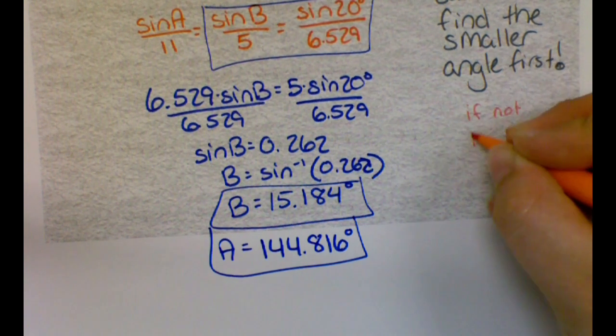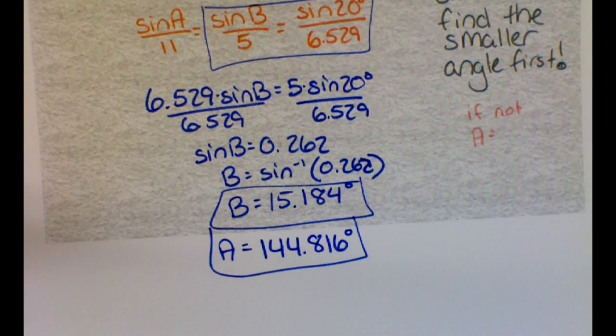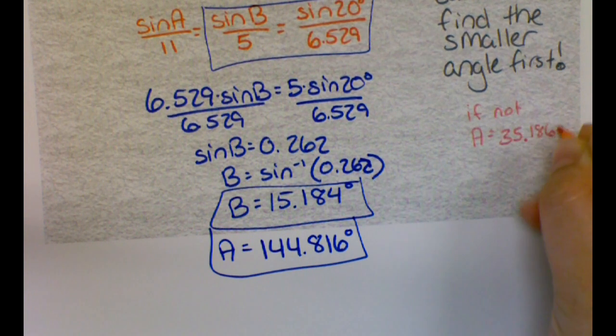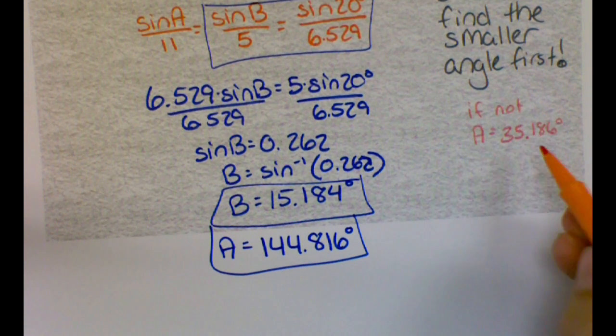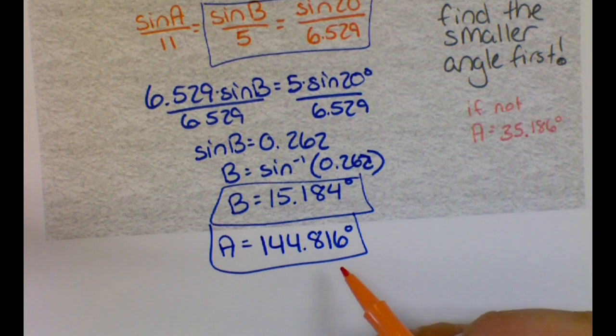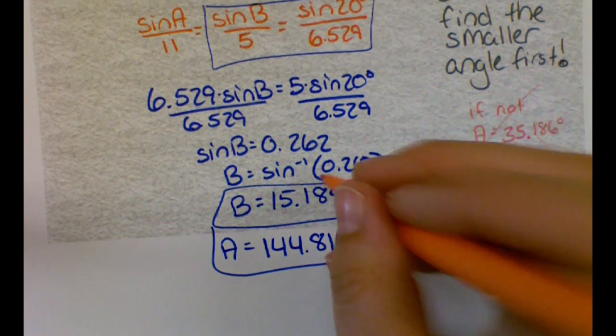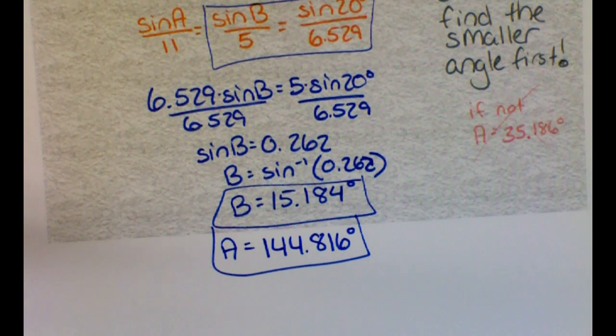Now the reason for my hint over here: if I solve for angle A first, I get a different answer, .186 degrees. Now it's a bit different. So don't do that. Always find the smaller angle when you switch to the law of sines.